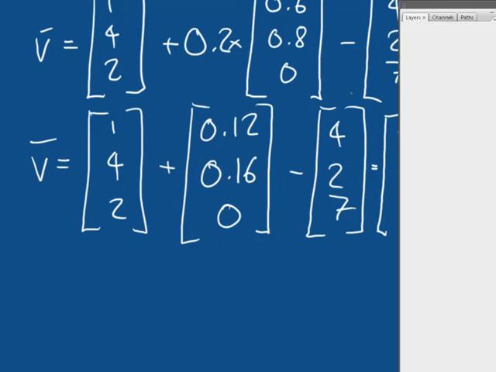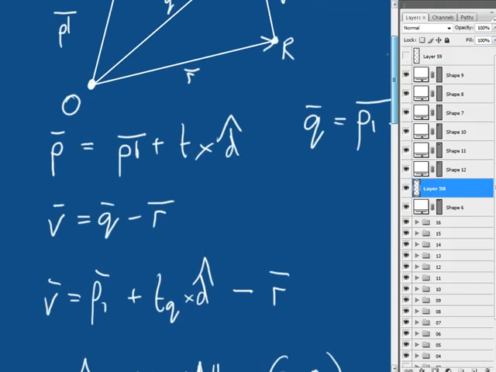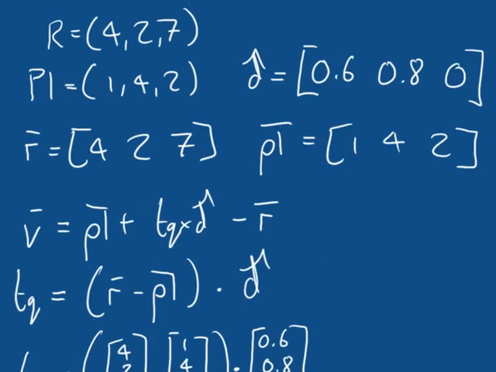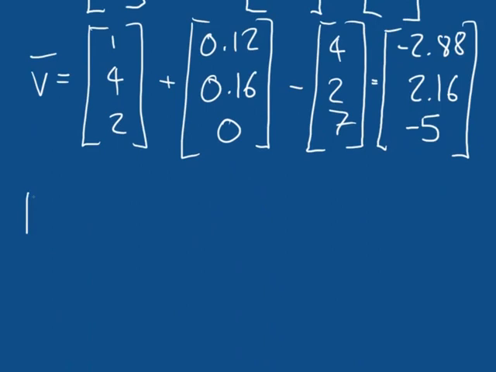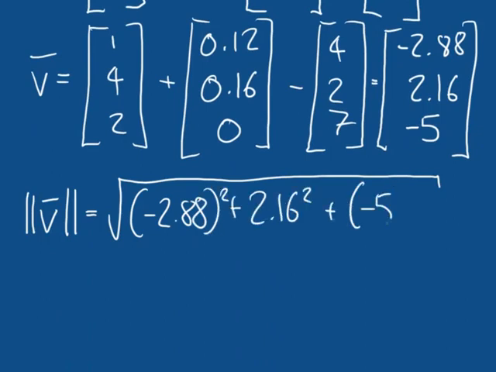If we cast our mind back for a second, we've got the components of this vector. What we want is the distance between R and Q. To get that, we find the magnitude of V. So we need the magnitude of V, which we know is equal to the square root of x squared plus y squared plus z squared.